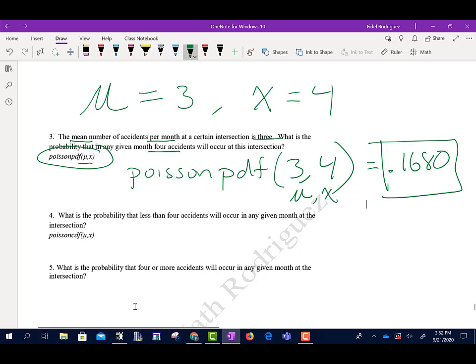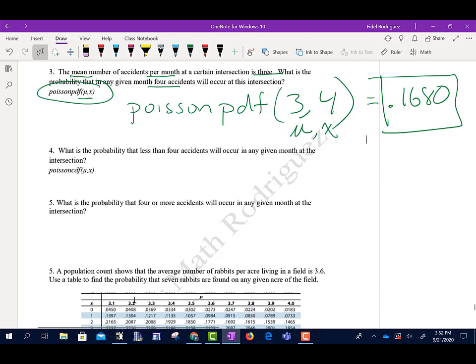Okay? Now, let's take a look at number 4. Number 4 says, what is the probability that less than 4 accidents will occur in any given month at the intersection? Okay, if we're looking for less than 4, think about what that means. That means that we want to have either no accidents, or 1 accident, or 2 accidents, or 3 accidents, right? Because we want to have less than 4. So it would be 3 or less, right?